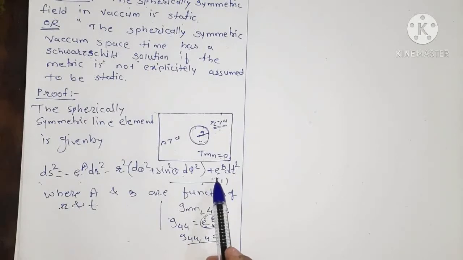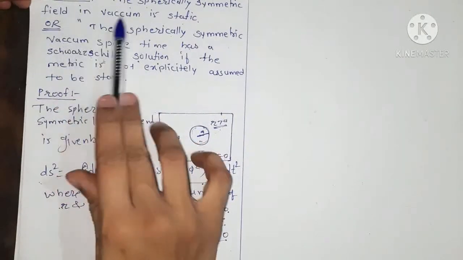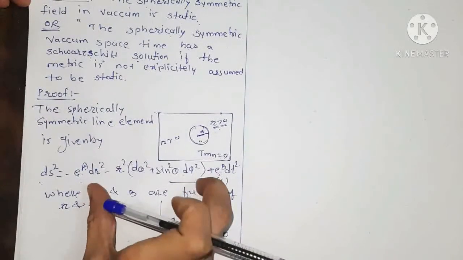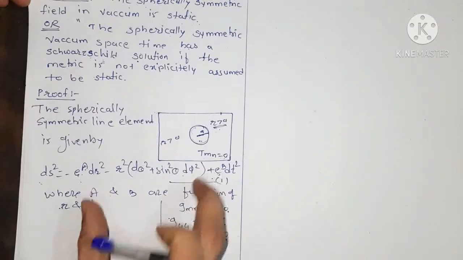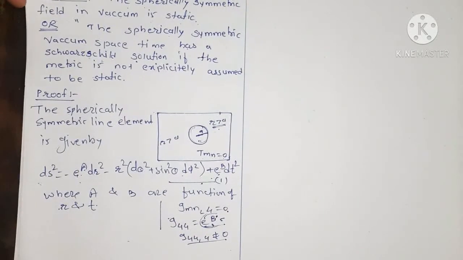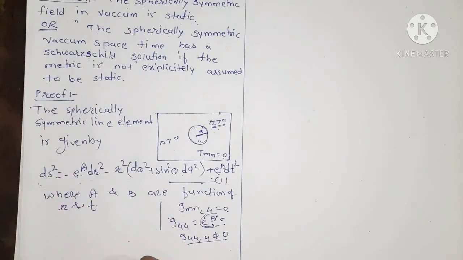And what Birkhoff's theorem says is that the spherically symmetric field in vacuum is static. So we have assumed here that our spherically symmetric field is not static, and we prove that it is going to be a static field. That is, this gives us the Schwarzschild solution, which is a static field.